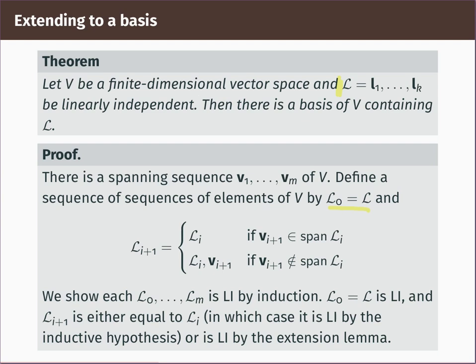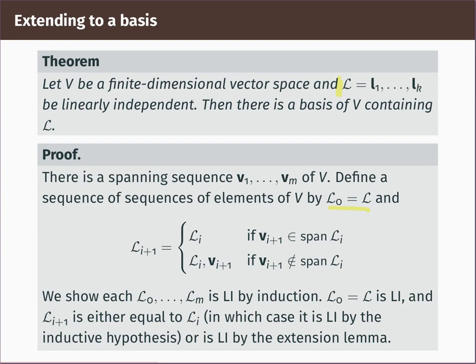So we're going to show that each of these sequences L0, L1, L2, and so on are linearly independent. The zeroth sequence, L0, is L, and L was assumed to be linearly independent. So for sure, L0 is linearly independent. The proof then continues by induction because we've now just done the base case.